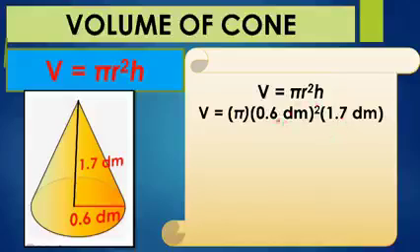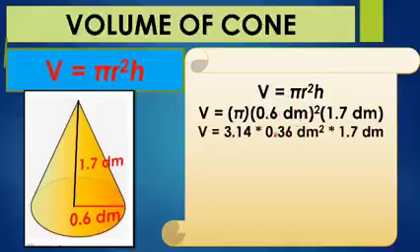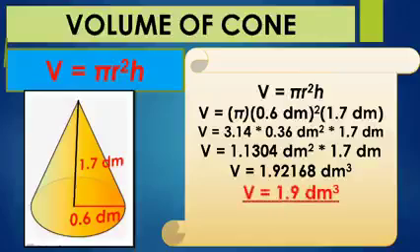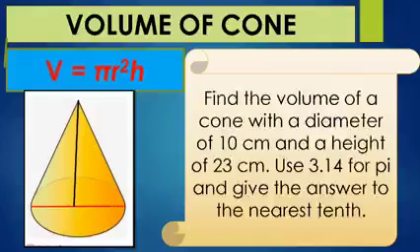Okay? Una natin i-work out palagi yung exponent. And 0.6 squared is equal to 0.36. Then multiply. 3.14 times 0.36 is 1.1304. Multiply by 1.7. The answer is 1.92168. But, okay, condition ng ating problem, we need to round off to the nearest tenth yung final answers natin. Okay? Hence, the volume of a cone is equal to 1.9 cubic decimeters.